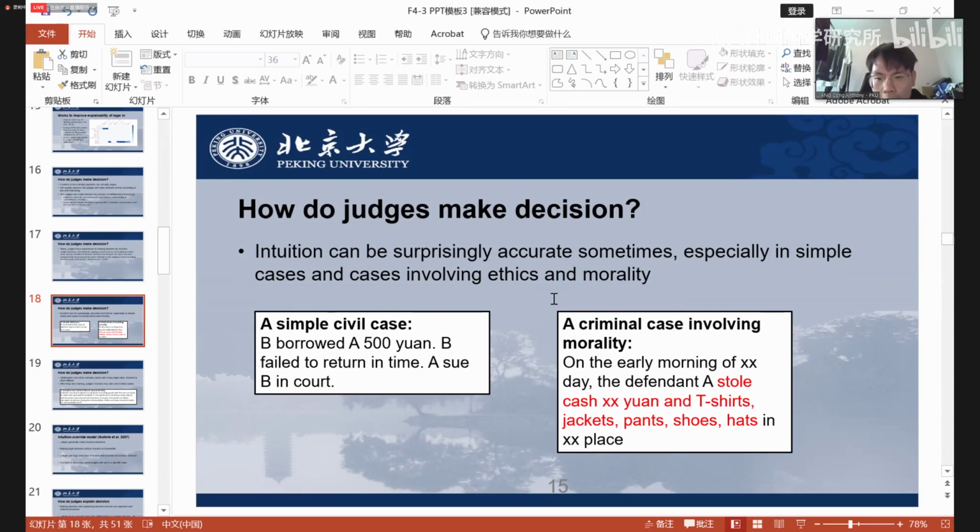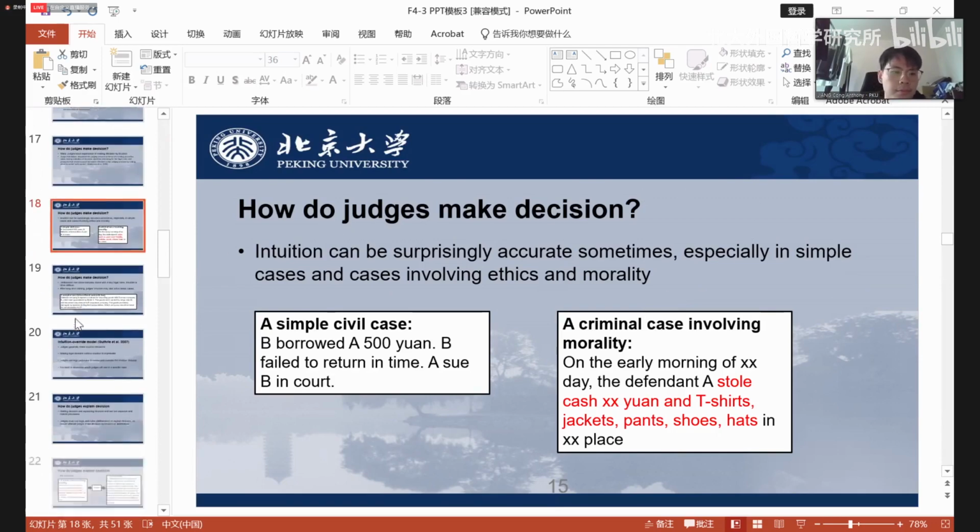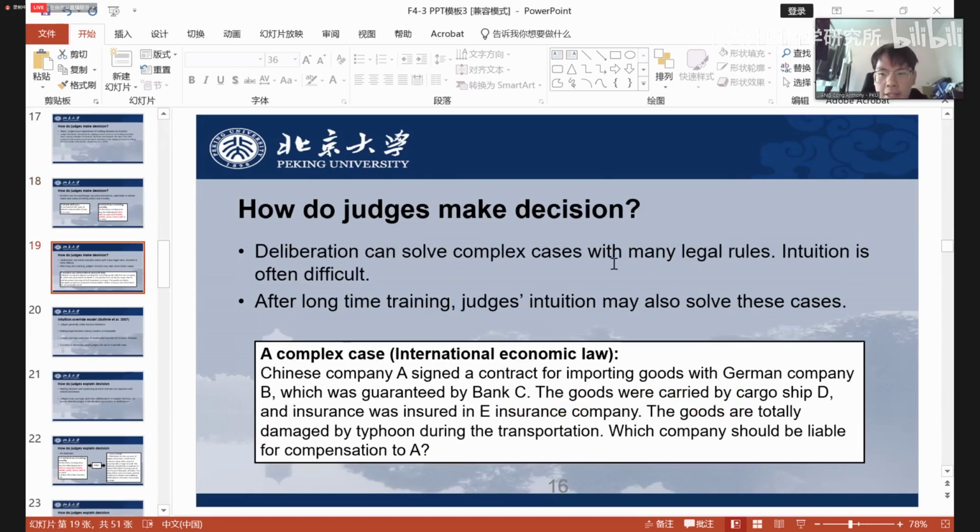The right side is a criminal case involving ethics and morality. It is actually a case I showed before. It is a theft case that is very easy for a judge to decide. But sometimes intuition may have difficulty in many complex cases. At this time, the judges need to use deliberation to solve these complex cases.